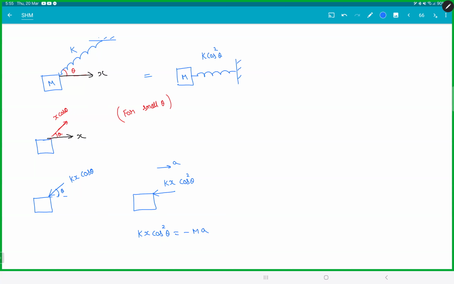Why are you getting cos square? Two reasons. One, when you push it, elongation is x cos theta. Then for the force kx, one more component gives one more cos theta: cos theta times kx cos theta. Are you getting it? So you can replace the springs at an angle with k cos square theta. Now coming back to our question.